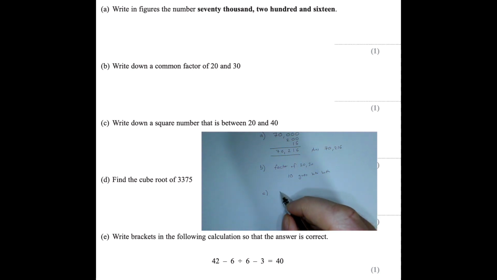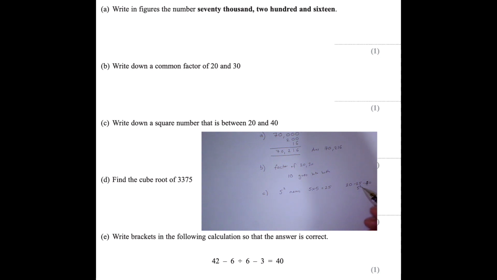Right, to write down a square number, we need to think of what square numbers are. So 2 squared is 4, 3 squared is 9, 4 squared is 16, that's no good. But 5 squared is 25, because 5 5s are 25. And also, I suppose 6 squared, 6 sixes are 36. So you could have a choice here. I'll go for 5 squared or for 6 squared. Both will give you the correct mark.